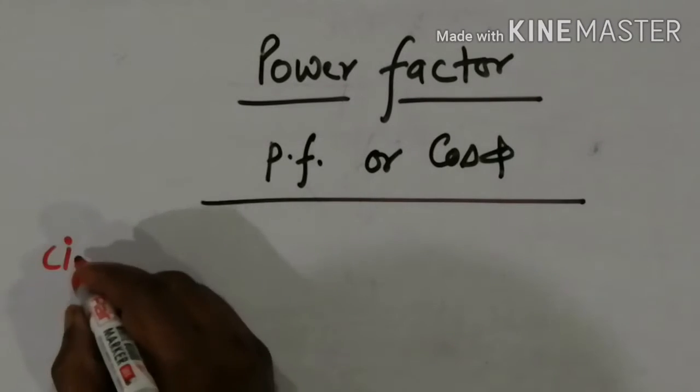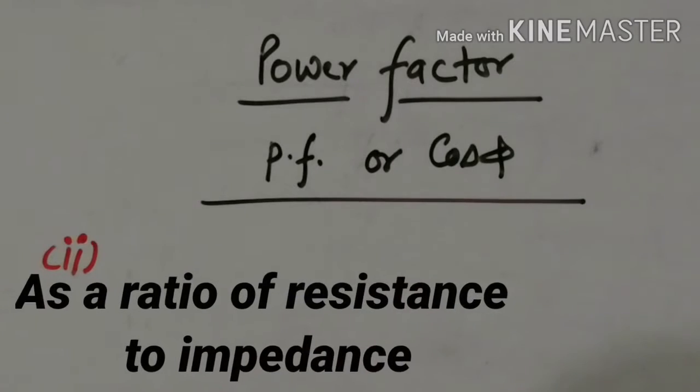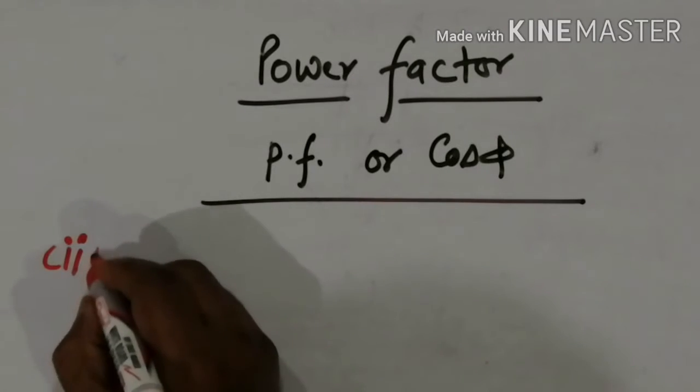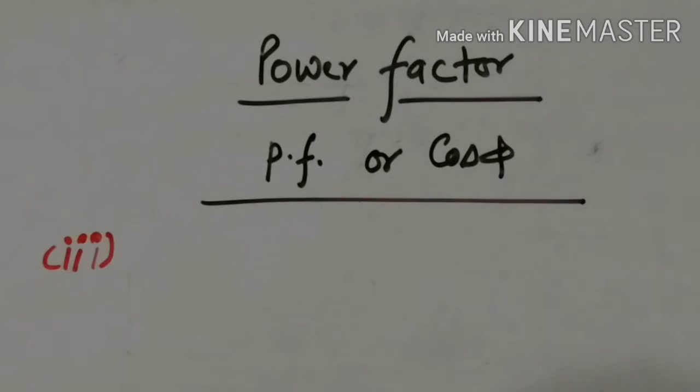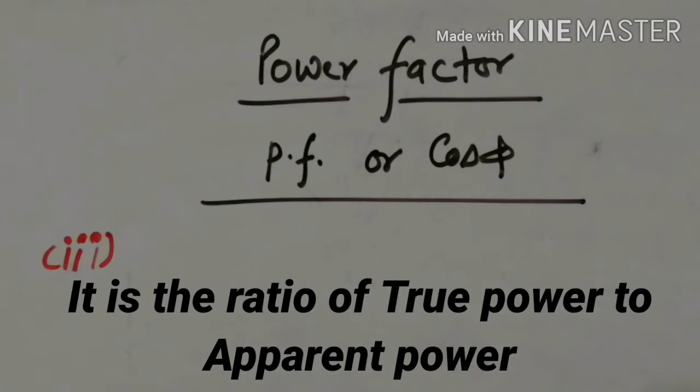Second, see the second one. Power factor is defined as the ratio of resistance to impedance, that is R upon Z ratio. Now the third one. Power factor is the ratio of true power to apparent power, that is VI cos phi to VI.